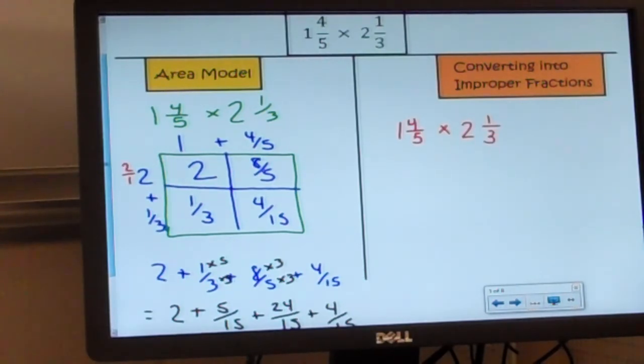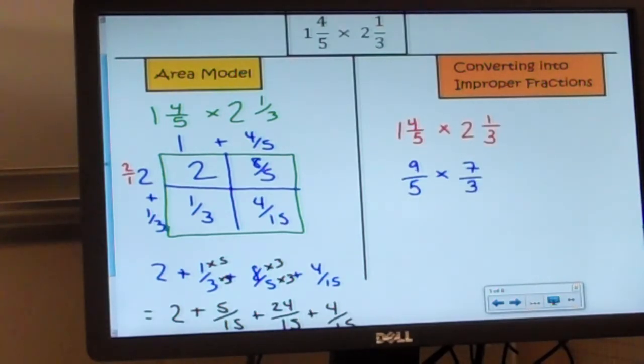I need everyone's eyes up here because you're about to do one of these in a minute. What is 1 4/5 equivalent to as an improper fraction? Carson? 9/5. 5 times 1 is 5, plus 4 is 9. So 9/5 times, what is 2 1/3 equivalent to as an improper fraction? Quinn? 7 thirds. 2 times 3 is 6, plus 1 is 7 thirds.